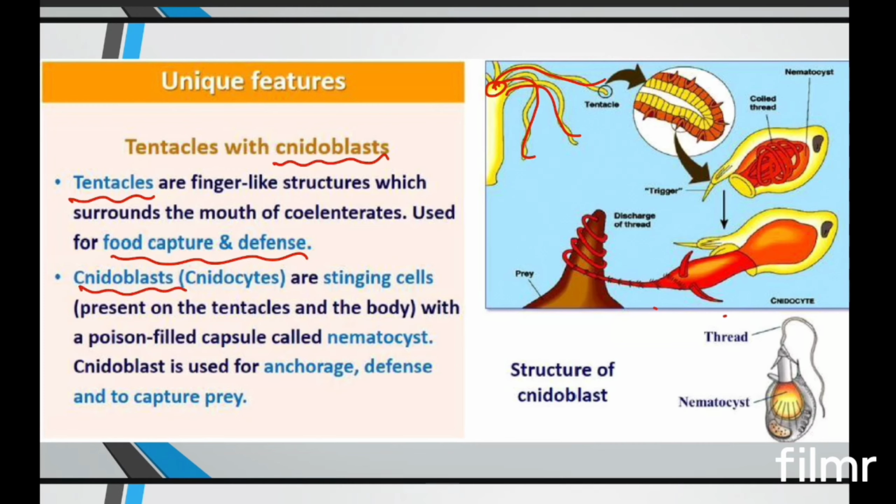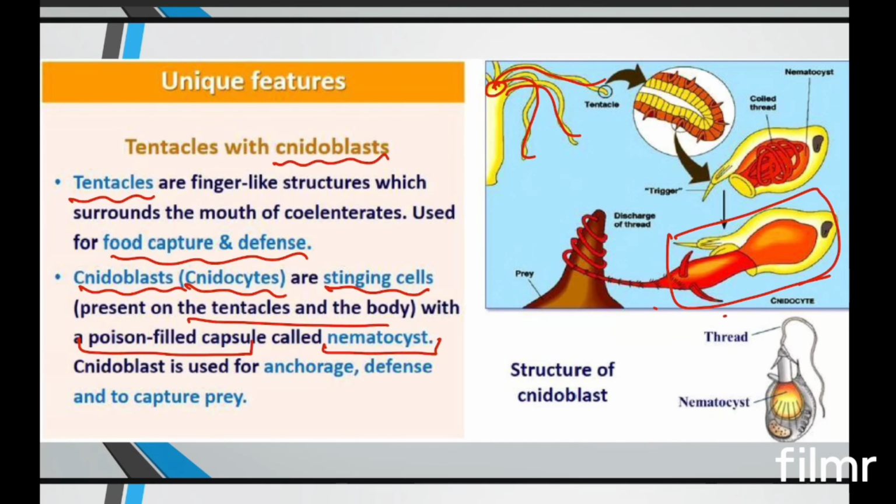So cnidoblasts, or cnidocytes, are the stinging cells, which are present on the tentacles of the body of that Coelenterata or Cnidaria, and inside them some special poisonous structure will also be present. That poison-filled capsule we call the nematocyst. So this entire cell is called the cnidoblast or cnidocyte, inside which a capsule will be there which has poisonous substance, which we call the nematocyst.